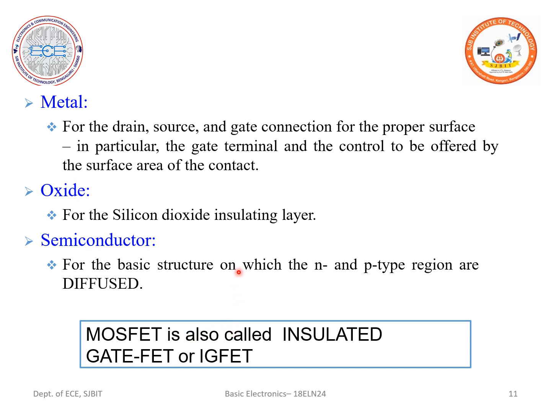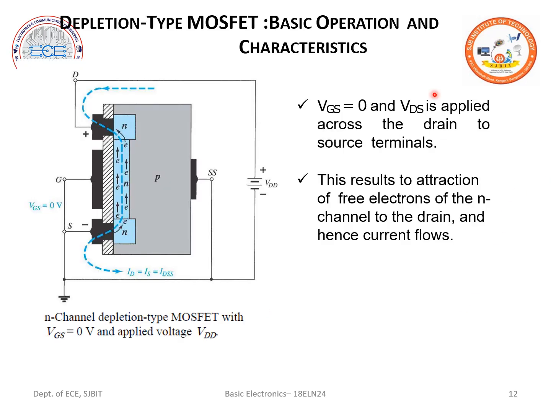MOSFET is also called an insulated gate FET or IGFET. Okay, so it also has the name IGFET. Now let us look into the basic operation of the depletion type of MOSFET and its characteristic.